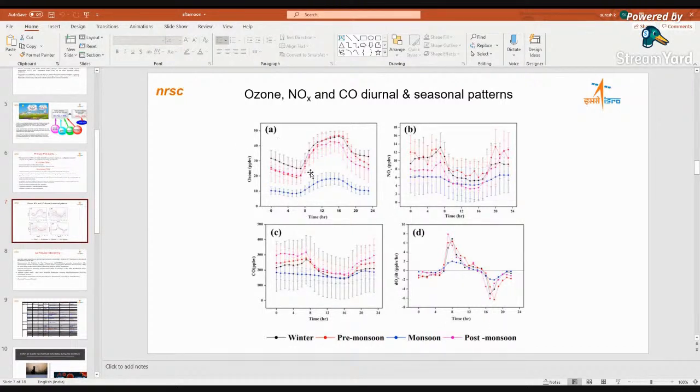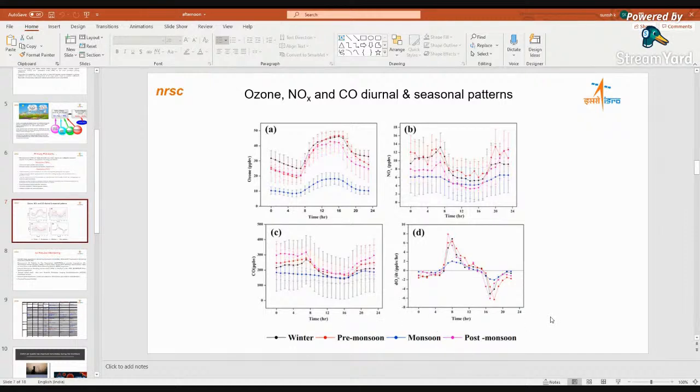For ozone, during the daytime there is maximum concentration because it forms in the presence of sunlight and other precursors. Maximum formation of ozone takes place during afternoon hours, and minimum concentration is during morning and late evening hours. As I've told, NOx and CO are the precursors that aid in the formation of ozone. Their concentration decreases during the afternoon. These are the different seasons given here.